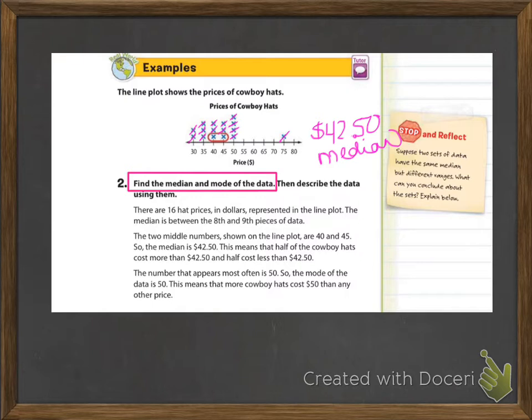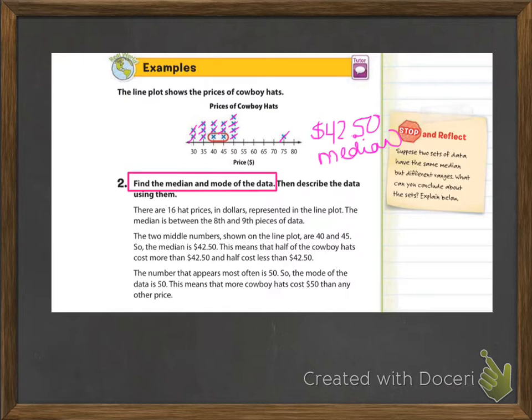So start by telling me how many different cowboy hat prices you have. You're going to count up all those X's. When you count up, there's 16 of them. So you're going to tell me there are 16 hat prices represented in the line plot. The median is between the 8th and the 9th pieces of data. The two middle numbers shown in the line plot are 40 and 45, so the median is $42.50.